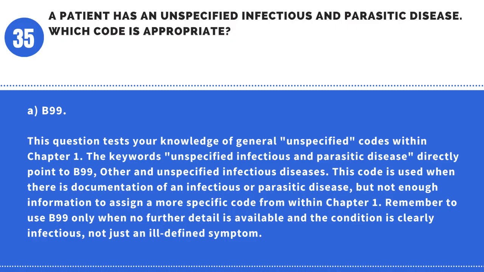The keywords unspecified infectious and parasitic disease directly point to B99, other and unspecified infectious diseases. This code is used when there is documentation of an infectious or parasitic disease, but not enough information to assign a more specific code from within Chapter 1. Remember to use B99 only when no further detail is available and the condition is clearly infectious, not just an ill-defined symptom.